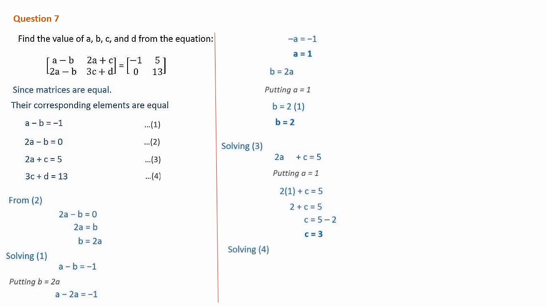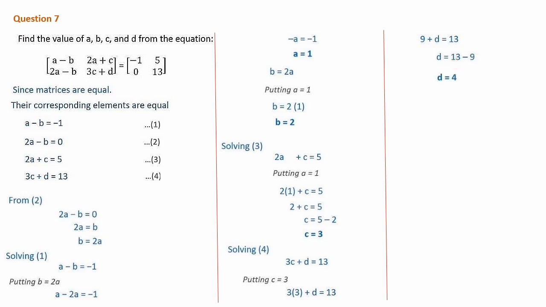Then you can take equation number 4. If you take equation number 4, it is having C and D. C value we know, just substitute it. That is 3c plus d is equal to 13. C value if you substitute, 3 into 3 plus d is equal to 13. So 3 into 3 is 9. 9 plus d is equal to 13. From there d is equal to, take this 9 to the right side, it comes as 13 minus 9. So 13 minus 9 is 4. So all the 4 variables we have got. a is equal to 1, b is equal to 2, c is equal to 3, d is equal to 4. So we can write down the final answer. a is equal to 1, b is equal to 2, c is equal to 3 and d is equal to 4.